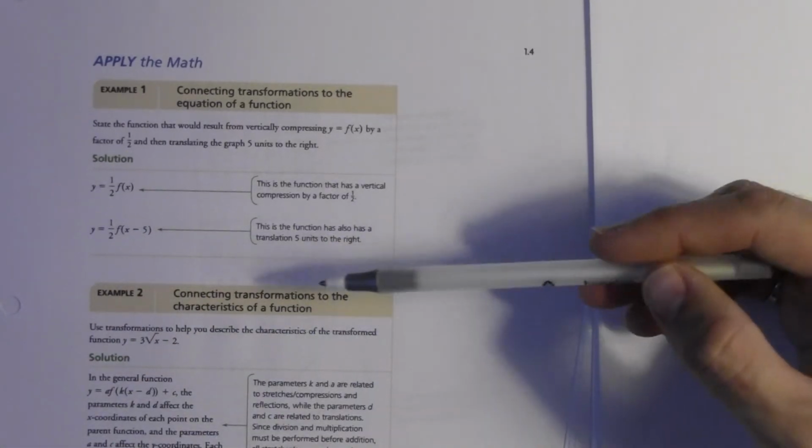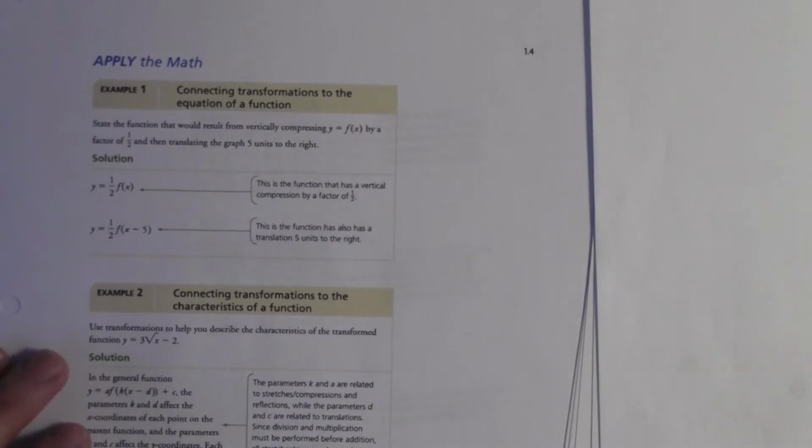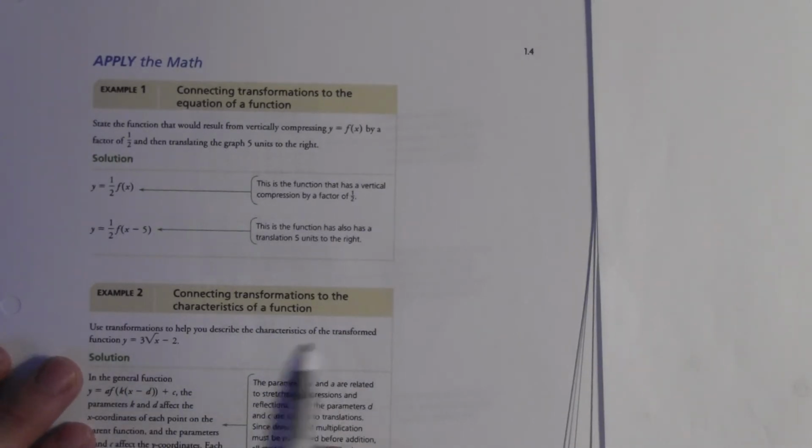Okay, example 2. Connecting transformations to characteristic of a function. Use transformations to help you describe the characteristics of the transformed function. All right.